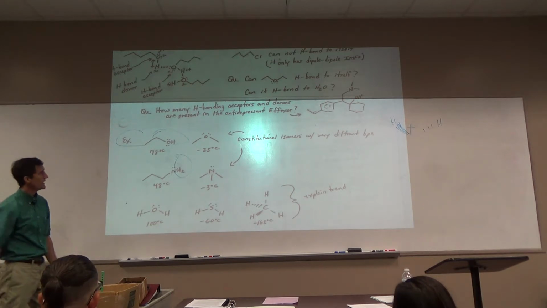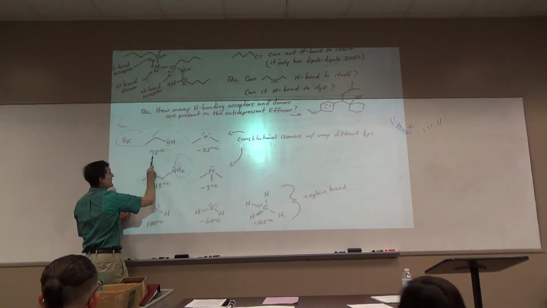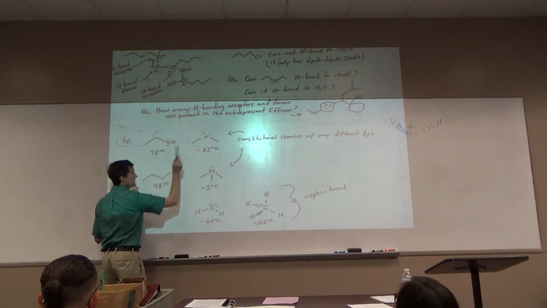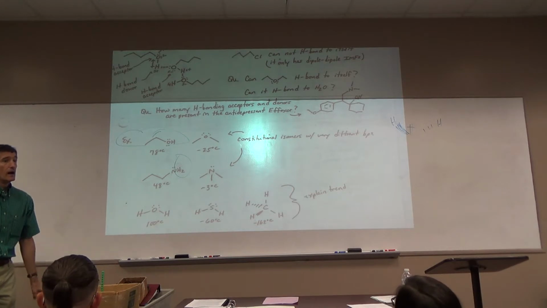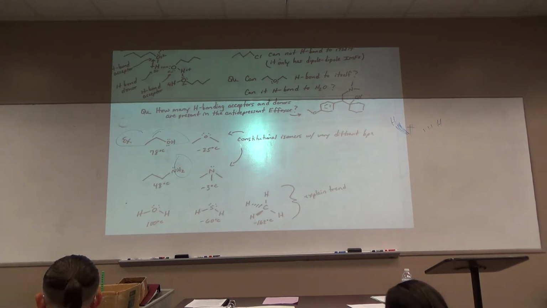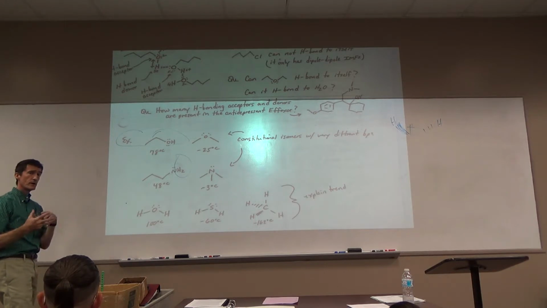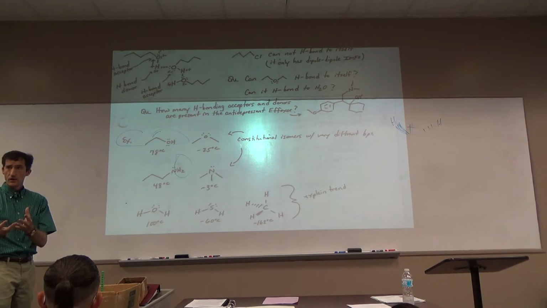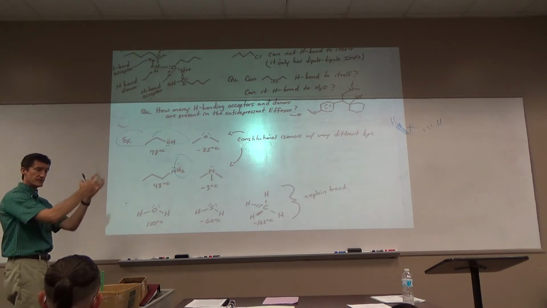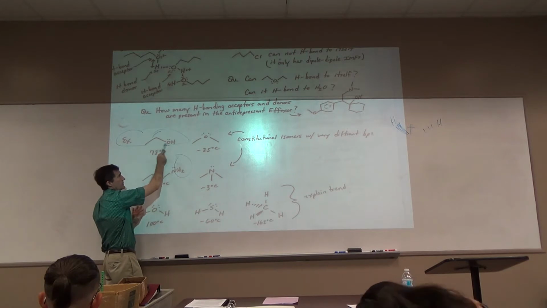Explain these. These are constitutional isomers, same formula. Why has this one got a much higher boiling point? This one's a liquid at room temperature, this one's a gas. Why is that higher? Hydrogen bonding to itself. Usually when you talk about a boiling point, you're assuming the compound is pure when it's boiling. And so it hydrogen bonds to itself.